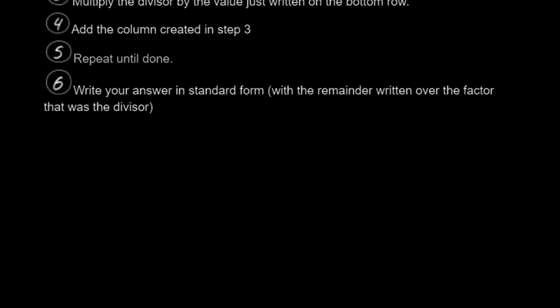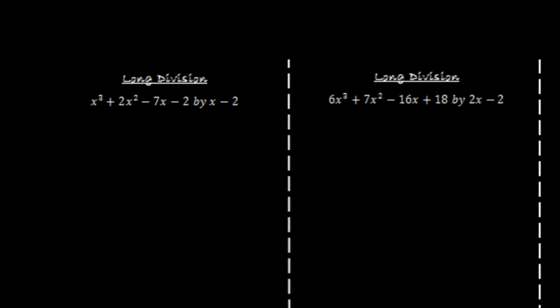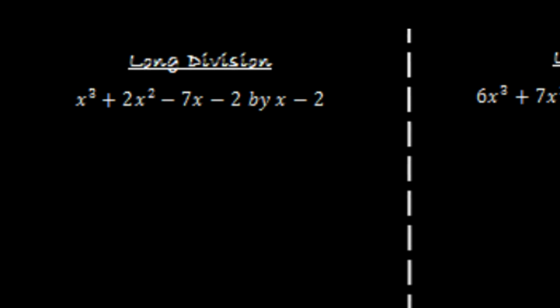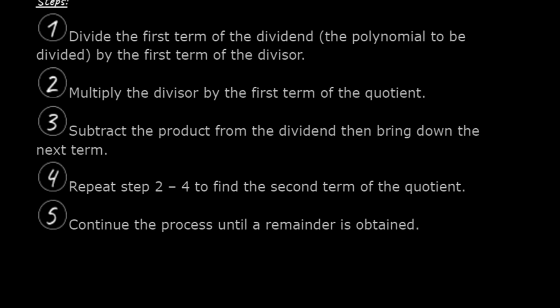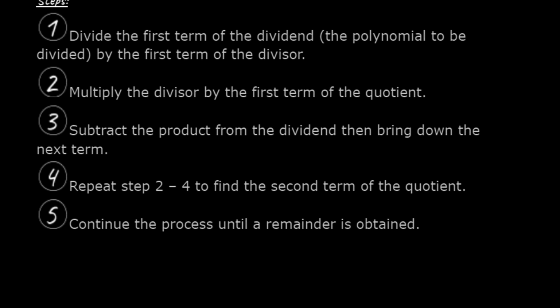So in this problem, this is your dividend, whereas this is your divisor. This is what you are dividing. This is what you're dividing by. Okay, it's just terminology. Do you really need to memorize that? No, but it's good to know. Step 2, multiply the divisor by the first term of the quotient. Now the quotient is what you're trying to get. It's your answer.